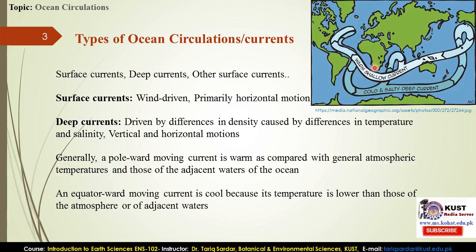So the equator-moving current is cool because its temperature is lower than those of the atmosphere or of adjacent water. Why is it cool? As I mentioned, and will mention again, the currents are the surface waters and the deep water. If they circulate from the polar or subpolar areas toward the equatorial areas, they will obviously be cold, because we know that polar areas are the coldest compared to the equatorial areas.